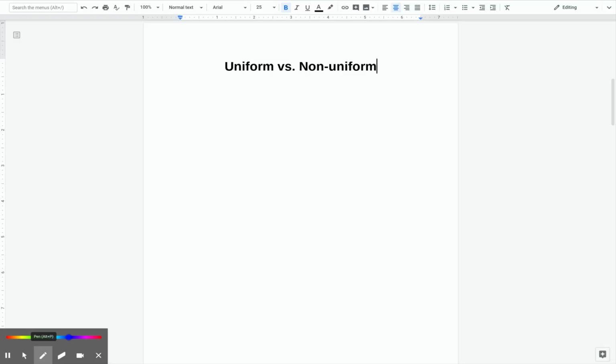So earlier we looked at how to calculate some probability in a simple problem. Now we're going to look at two different types of probabilities. One is uniform and the other one is non-uniform. So what do these mean?